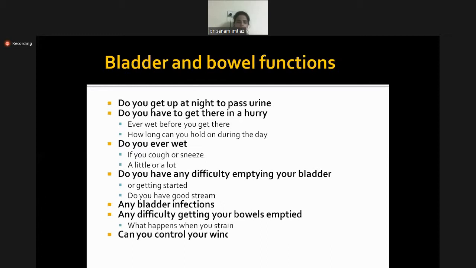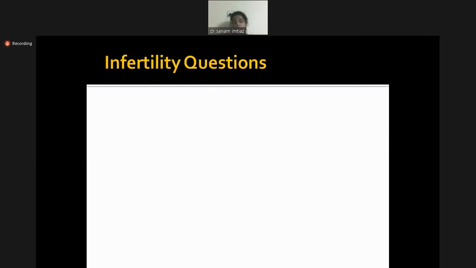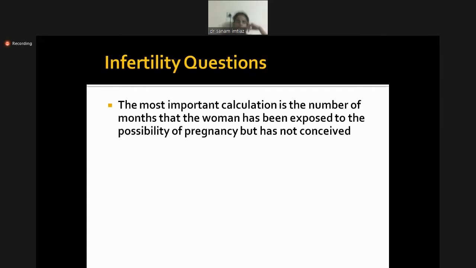What happens when you strain? Does anything come out? Can you control your flatus? If you cannot, that will give you an idea of the strength of the pelvic floor muscles and even of the sphincter. Then what are the pertinent questions that you ask if a patient presents to you with infertility?